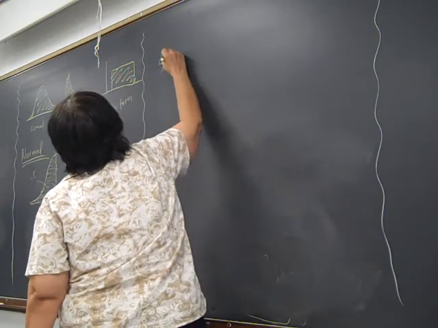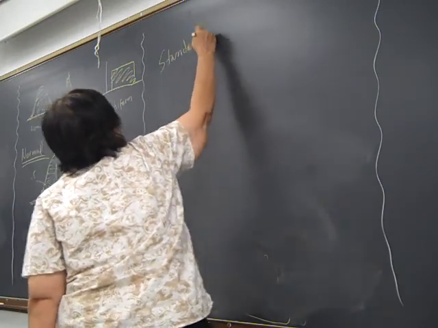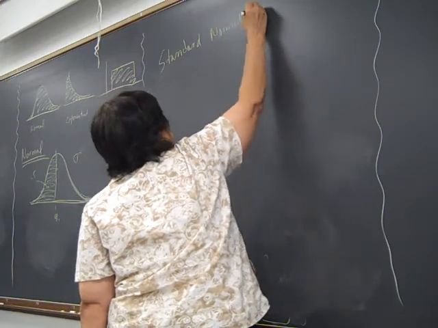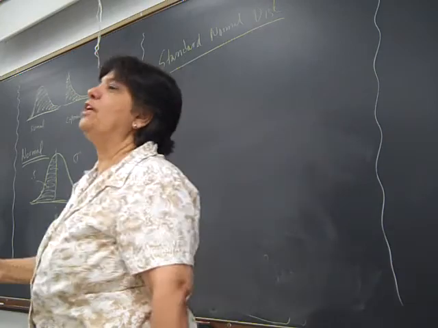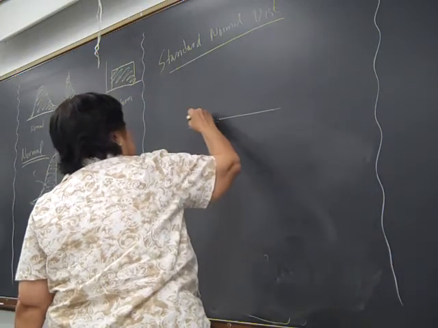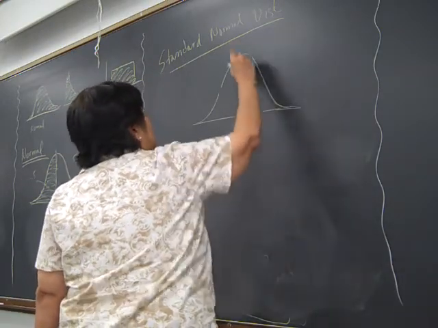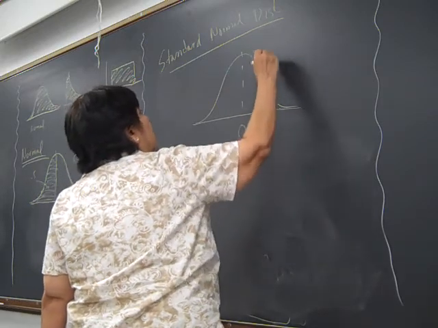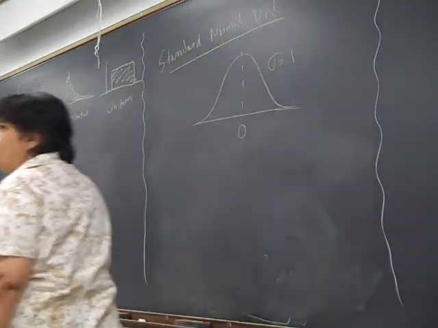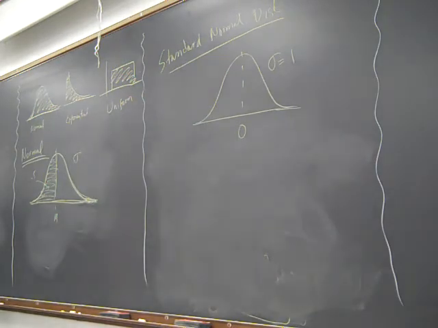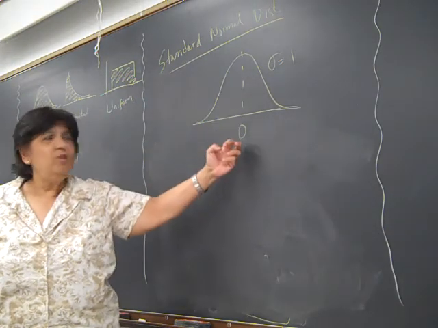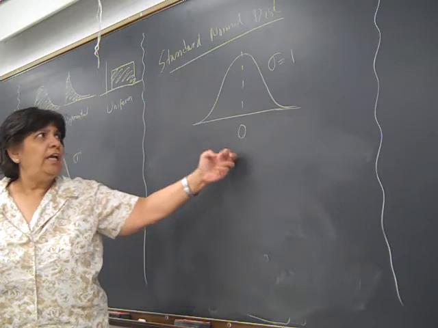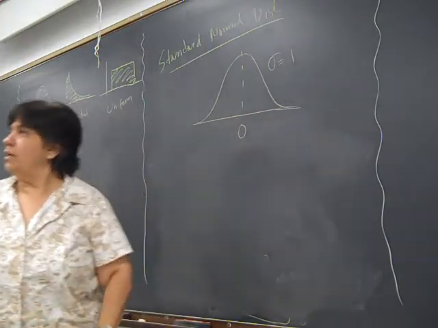The standard normal distribution. The standard normal distribution is a normal distribution, of course, but the mean is equal to 0 and sigma is equal to 1. That's it. So it's a normal distribution, but the mean is equal to 0, so this value over here is equal to 0, and the standard deviation is equal to 1.